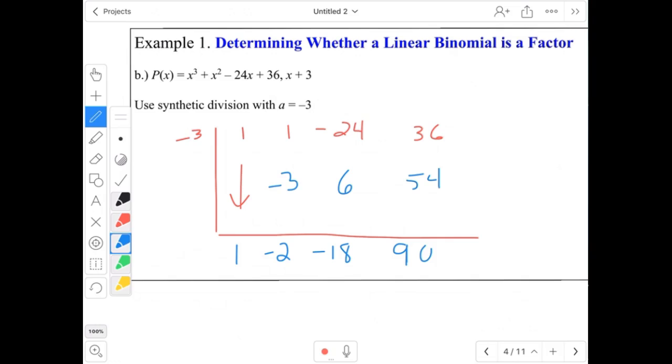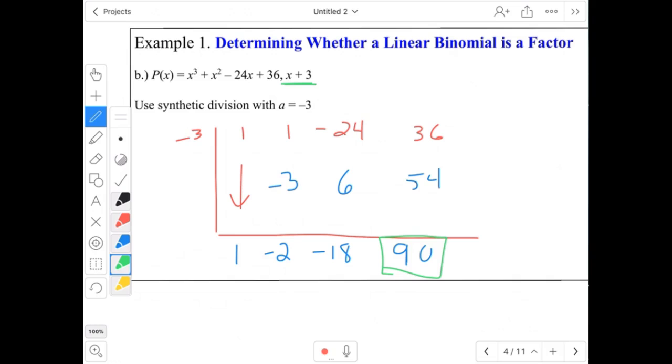Because when I went through all my steps, that 90 is a remainder. So since 90 is a remainder, this x plus 3 is not a factor of our polynomial x cubed plus x squared minus 24x plus 36. So in order for that to be a factor, we have to have no remainder in the end.